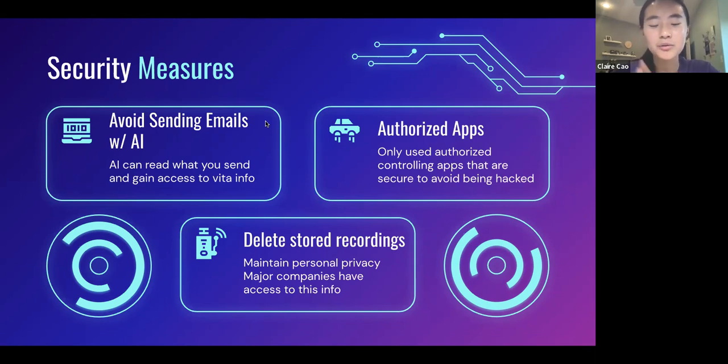Okay. Also, only use authorized apps to control your AI settings to avoid being hacked, because a lot of the times hackers go for these third-party websites or apps, because it's sometimes easier to get into those than your actual AI device. But once they get into your app, they essentially have access to that AI device because that's what controls the AI.